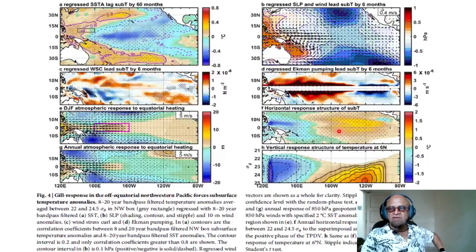Horizontal response structure of the subsurface temperature. Annual atmospheric response to equatorial heating, and vertical response structure of temperature at 6 north. So that's in the potential temperature of vertical coordinate. Okay, so you can see the magnitudes of the temperature anomalies. You can see the Ekman pumping in meters per second, sea level pressure in hectopascals, again SSTA and subsurface temperatures, SSTA in degrees centigrade, wind stress curl in Newton per meter cubed, and this is the atmospheric response in equatorial heating in terms of meters.